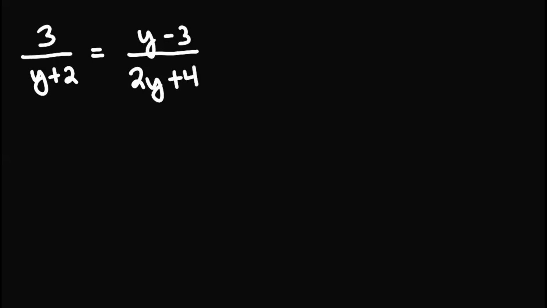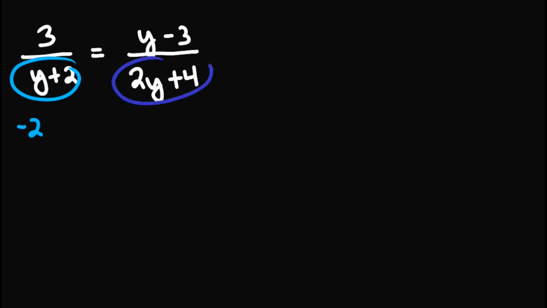Again, we first determine the domain for this one. For this denominator, this will be equal to 0 if y is equal to negative 2, since if we have negative 2 plus 2, that is 0. So we take note of negative 2.